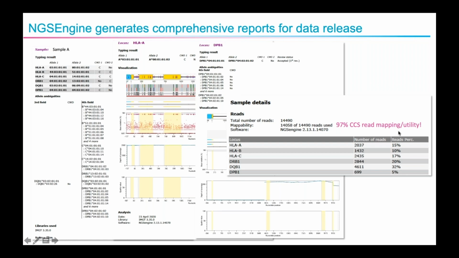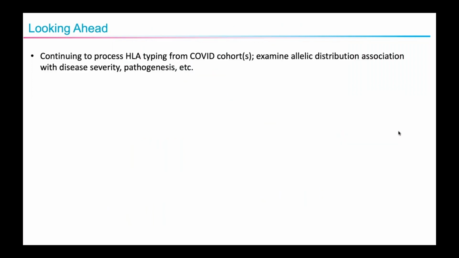So quickly looking ahead, we are going to continue to process HLA typing from the COVID cohorts we're working with here at Mount Sinai. We have several hundred samples lined up for this type of processing, with the obvious aim of examining allelic distribution and its association with disease severity, viral pathogenesis, et cetera.